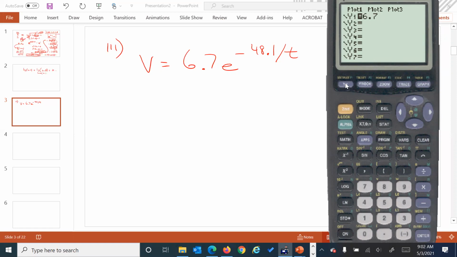So real quick, go to y equals right here. We're going to punch in 6.7, and then the e button, which is right next to ln. And it's going to be a negative. This one right here is your negative, that's your minus. There's two different things. So negative 48.1 divided by x, your calculator works in terms of y and x, so use the variable button. Close off the exponent for e, click enter.